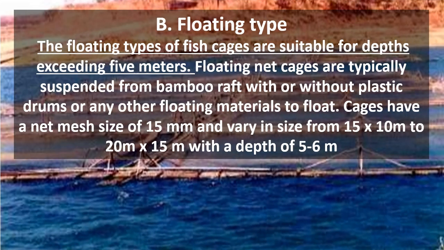The second one is the floating type. The floating types of fish cages are suitable for depths extending beyond 5 meters. Floating net cages are typically suspended from the bamboo raft with or without plastic drums or any other floating materials to float. Cages have a net mesh size of 15 millimeters and vary in size from 15 by 10 meters to 20 by 15 meters with a depth of 5 to 6 meters.